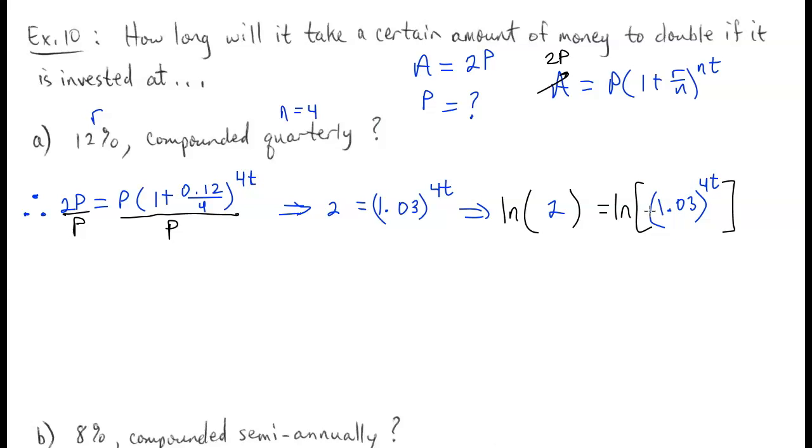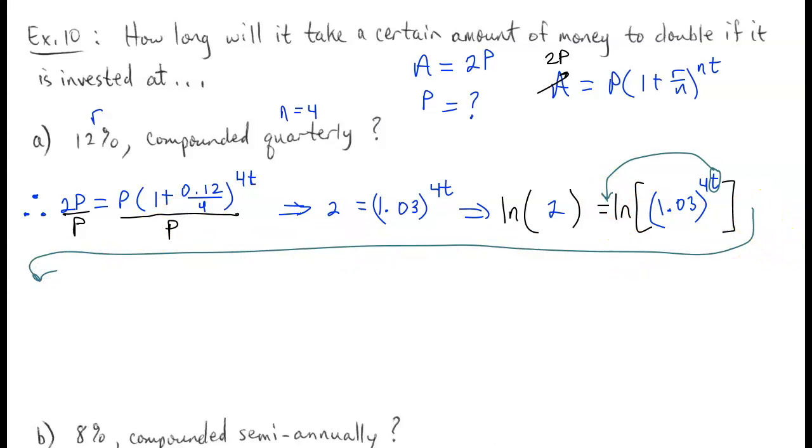And so like I mentioned before, since we just want T by itself, we can use our logarithm property here that allows me to take this T and put it out in front, and I can really leave that 4 in the exponent because it's going to make it easier for me to calculate things later on. Okay. So once we're here, then this is just going to be natural log of 2 equals T times natural log of 1.03 raised to the 4.